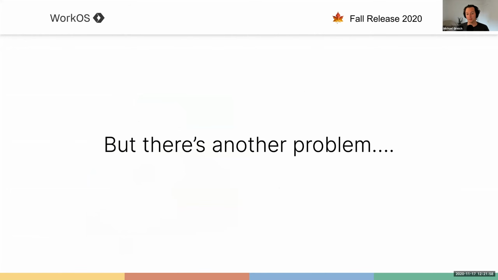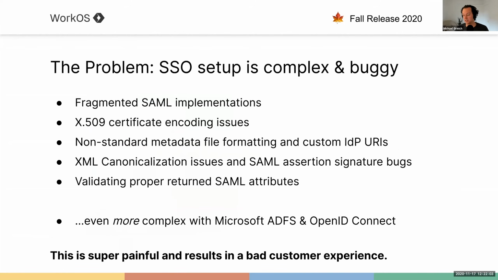Okay, but there's another problem here. And that is SSO setup is really complex and buggy. So what I mean by this is because there's all these fragmented SAML implementations, actually configuring the stuff through X509 certificates can present these like encoding issues, non-standard metadata files and formatting, different types of IDP URIs. XML canonicalization is a big, huge problem. And it gets even more complex with Microsoft ADFS and OpenID Connect. So this is super, super painful.